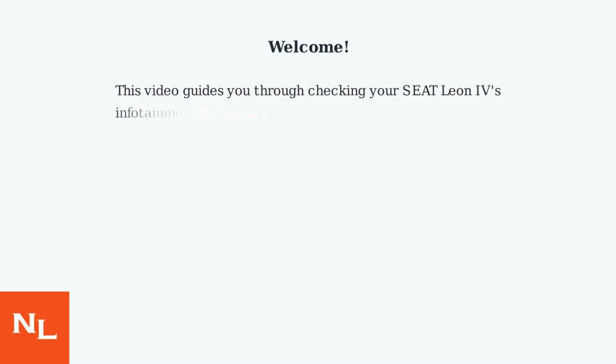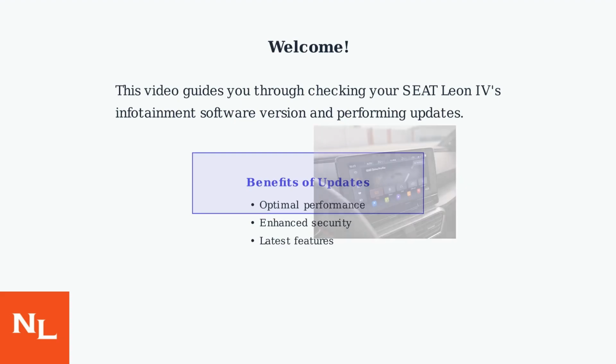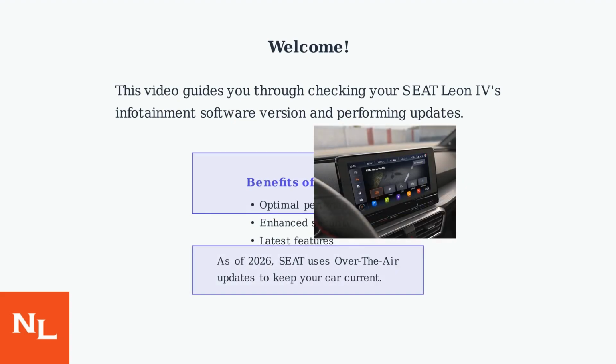Welcome. This video guides you through checking your Seat Leon 4's infotainment software version and performing updates. Keeping your system updated ensures optimal performance, security, and access to the latest features. As of 2026, Seat uses over-the-air updates to help keep your car up to date.